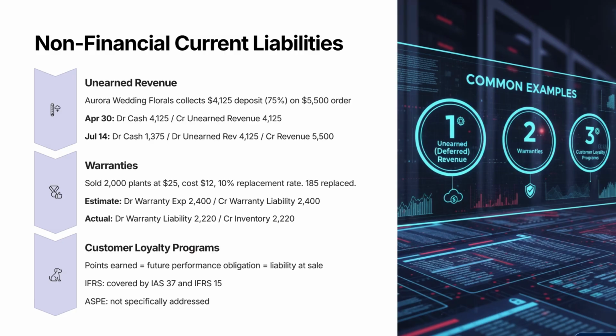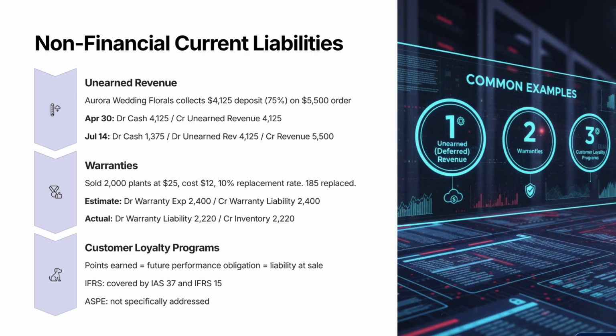Aurora Wedding Florals collects a $4,125 deposit, 75%, on a $5,500 wedding order. Delivery is in 2 months. Entries: April 30th, debit cash $4,125, credit unearned revenue $4,125. July 14th, debit cash $1,375, debit unearned revenue $4,125, credit revenue $5,500. Revenue is recognized only when the goods or services are delivered.